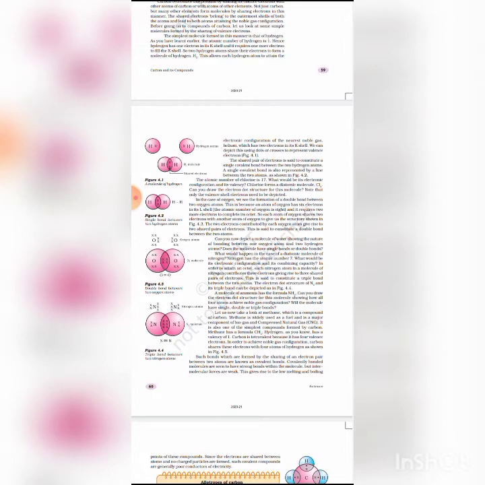So when two hydrogen atoms combine to form a hydrogen molecule, that is H2, each of the hydrogen atoms contributes its single electron to form a pair of electrons, acquiring the stable electronic configuration of helium. This electron pair is shared equally between two hydrogen atoms and lies between them. This results in the formation of a single covalent bond between two hydrogen atoms.